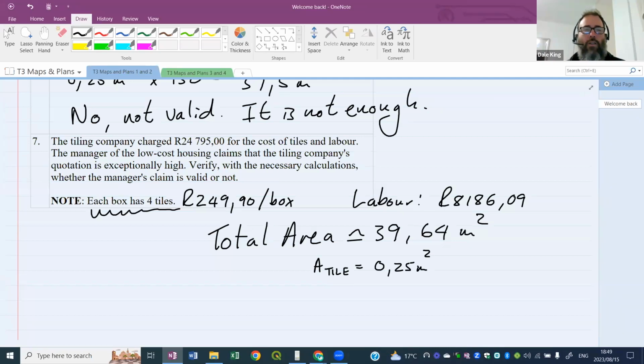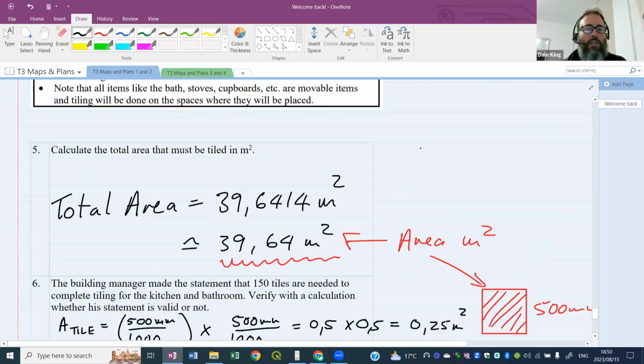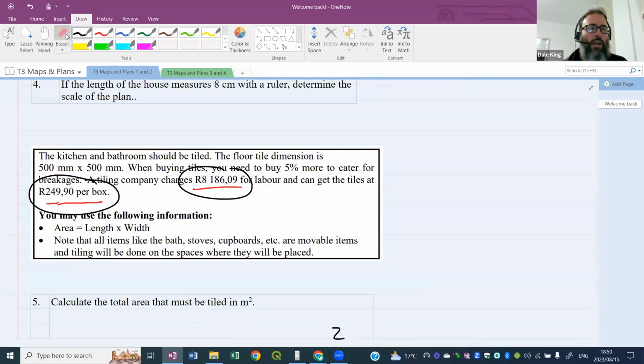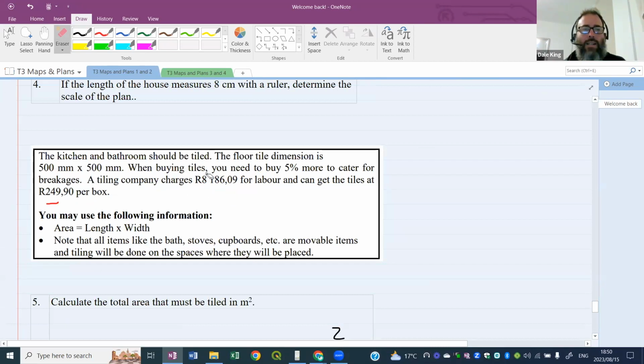We still need to know how many tiles we need for this job. You can't get away from that. You cannot get away from the fact you need to know how many tiles you're going to need for this job. And I left out information. Look here in the question. I even left this out. It says here, when buying tiles, you need to buy 5% more. Don't forget that. You need to buy 5% more.